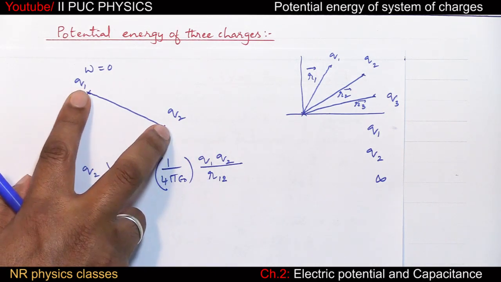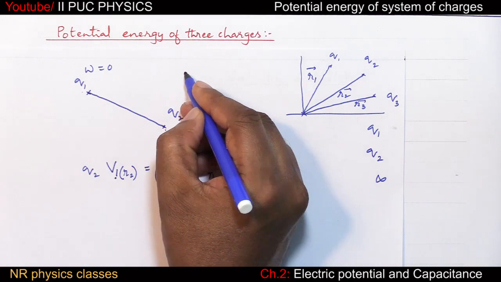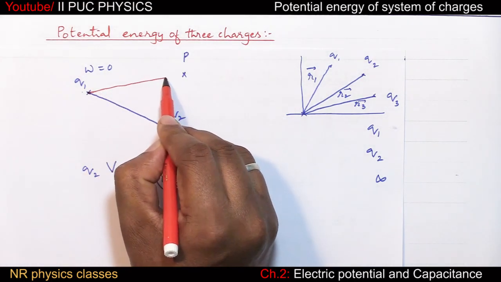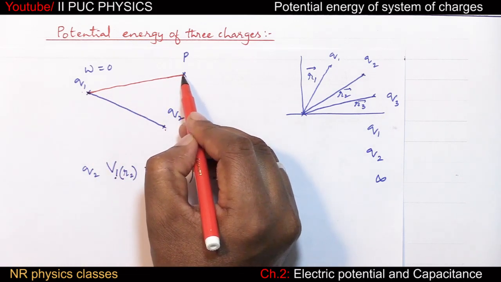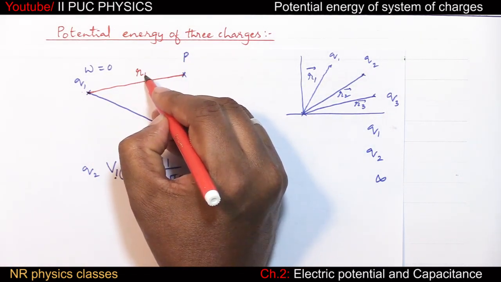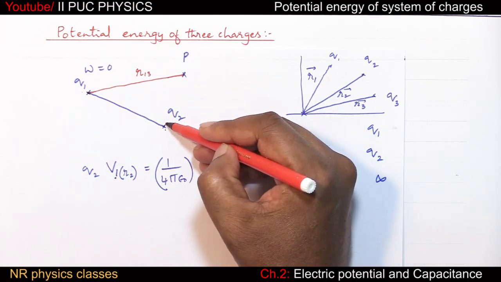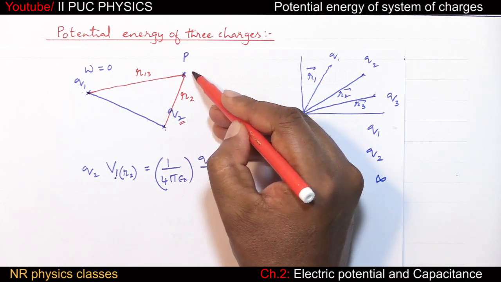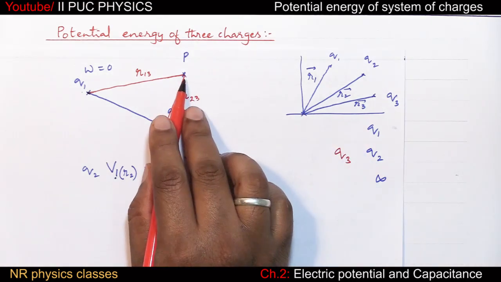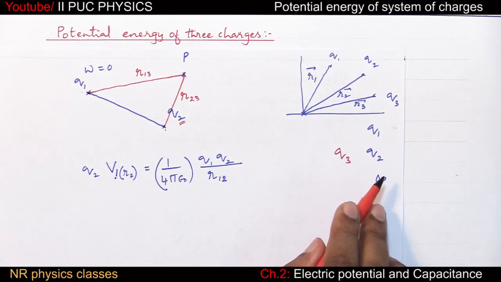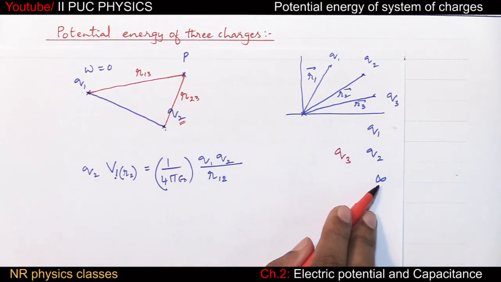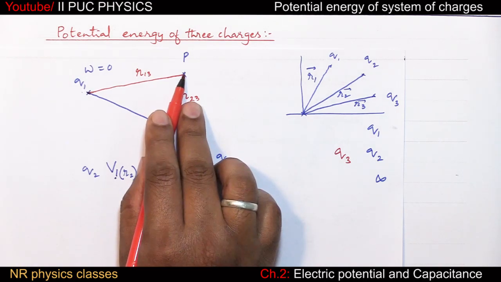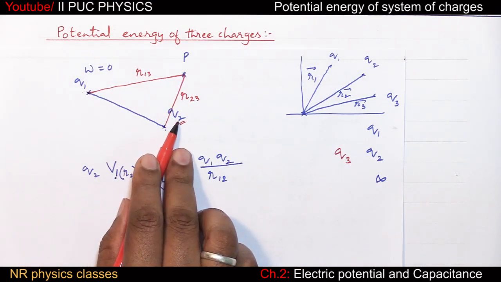Now these two charges will produce some potential at point P. This is point P. Distance between these two points is R13. Distance between these two is R23. Let us find work done in bringing Q3 from infinity to point P. And before finding that work done, let us find potential at point P due to these two charges.